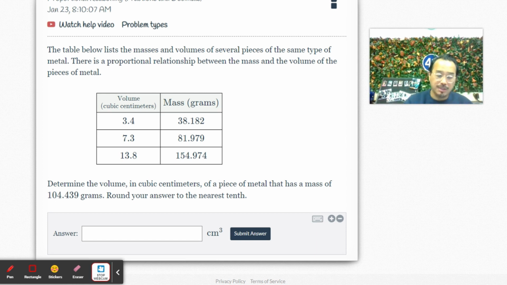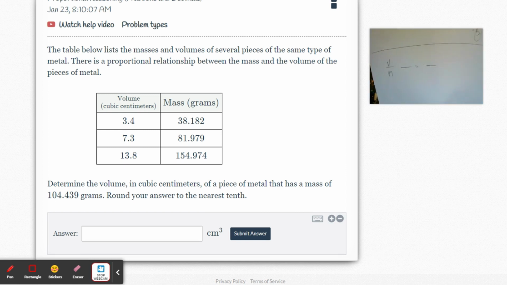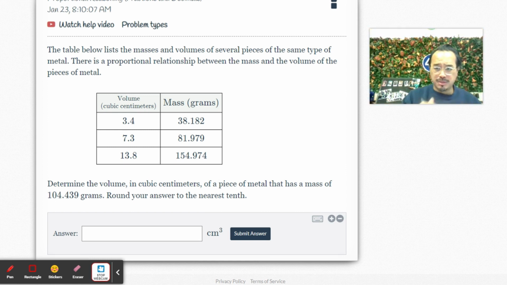So basically what you're comparing are the two labels of these columns. I'm going to compare volume to mass, so just V to M, like that. Again, we only need to do one of these, because that's the only thing I really want to go over with you. I'm just going to pick the first one. You could have picked any of these three.